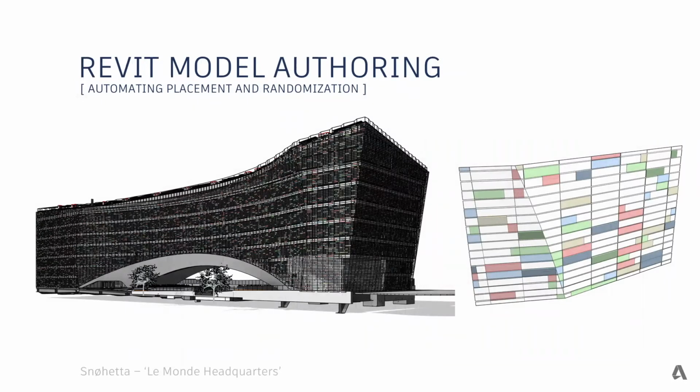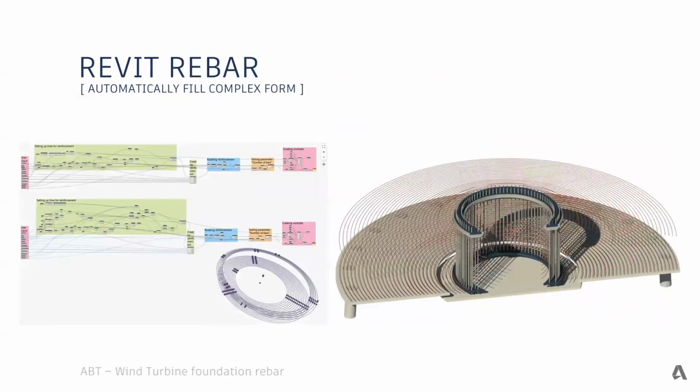In this context, this is a Snøhetta project that places 26,500 different Revit families, and they understand their contextual awareness as well. So we're talking about understanding the edge conditions, when on the right-hand side you see the shape changes and these panels have to potentially be cut, as well as the randomization of these color modules themselves. We also have the ability to automatically fill in complex forms or automatically do part of your modeling process. In this case, Revit rebar. So ABT decided to do wind turbine foundation rebar and use Dynamo for it, and automatically placed a whole bunch of rebar associated with this project.